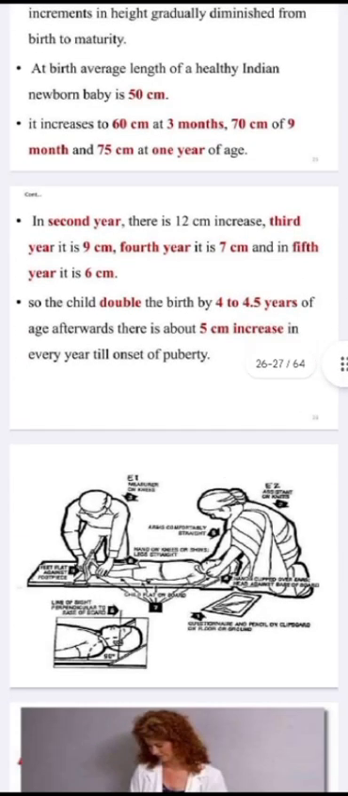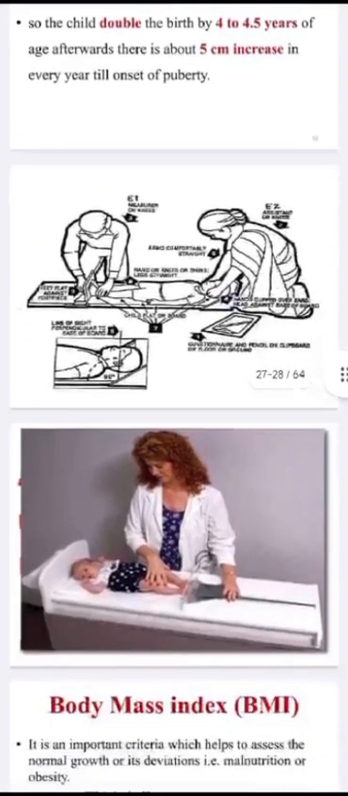In the second year there is a 12 centimeter increase, and in the third year it is 9 centimeter. In the fourth year it is 7 centimeter, and in the fifth year it is 6 centimeter. So the child doubles the birth length by 4 to 4.5 years of age. Afterwards there is about 5 centimeter increase every year till onset of puberty.